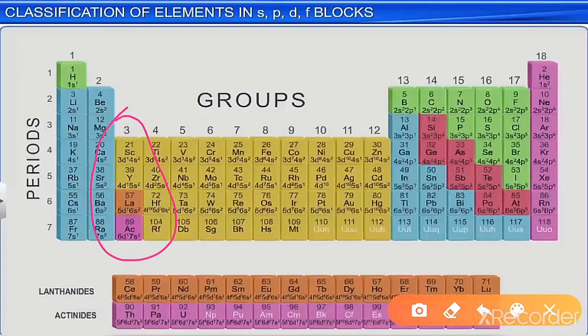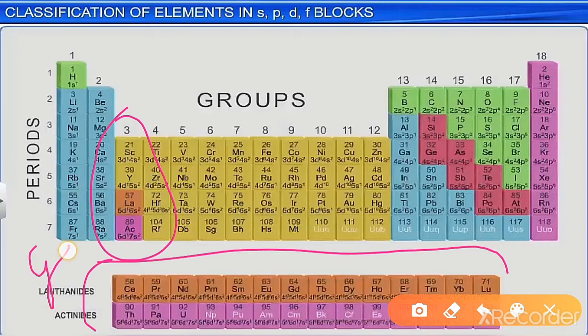in group 3, we can see the elements scandium, yttrium, lanthanum, actinium, and the rest of the elements are at the bottom because these elements are part of group 3. To avoid any discrepancy, that is any anomalous behavior, these elements, which have different properties compared to the rest of the third group members, are placed at the bottom of the periodic table. All the other groups have elements with similar physical and chemical properties.